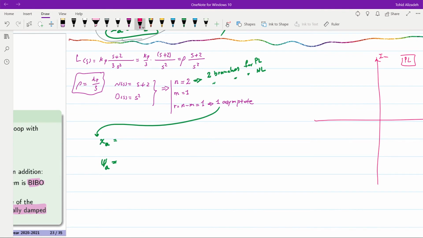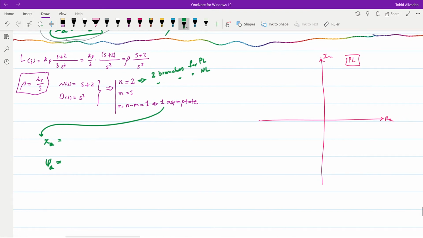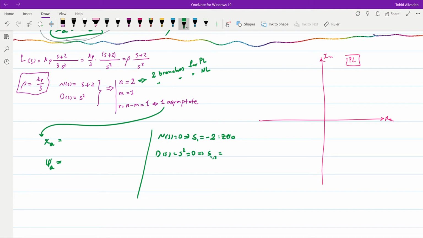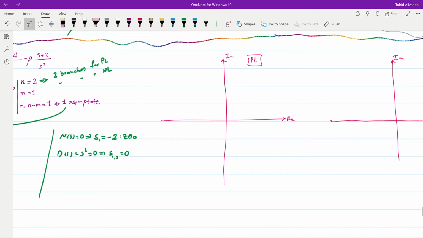For the open loop system, we have 1 zero at s equal to minus 2. So let me first write it down. N(s) equal to 0 means that s1 equal to minus 2 is the zero of the open loop system, and D equal to 0 means that we have 2 poles at the origin. So 1 zero here at minus 2, and 2 poles here at the origin.